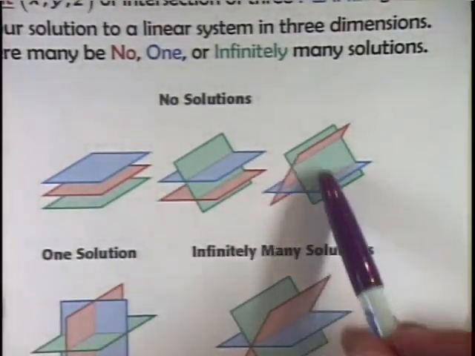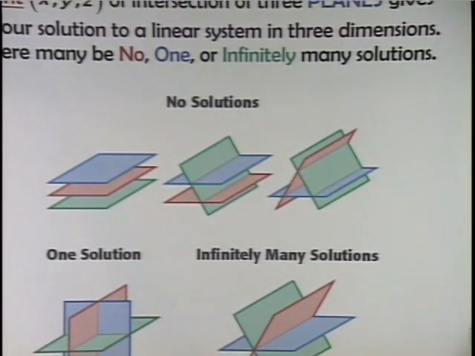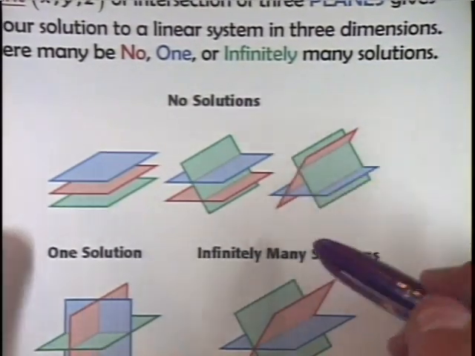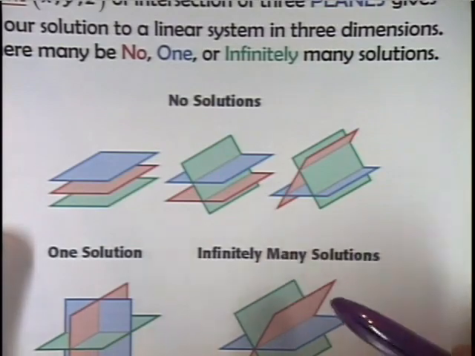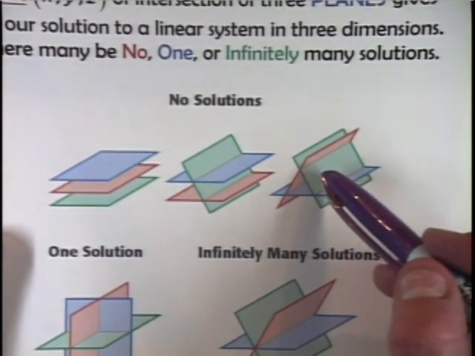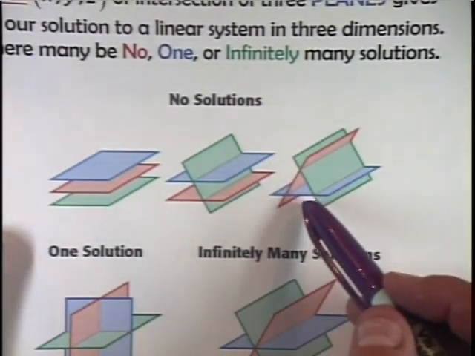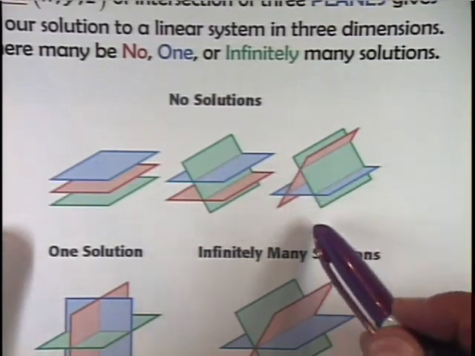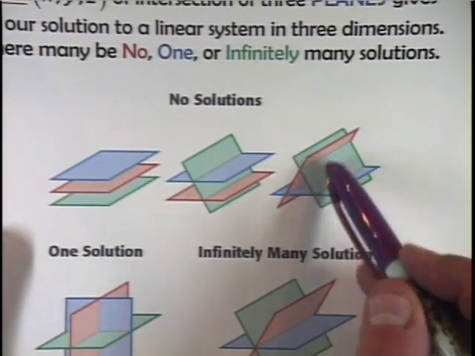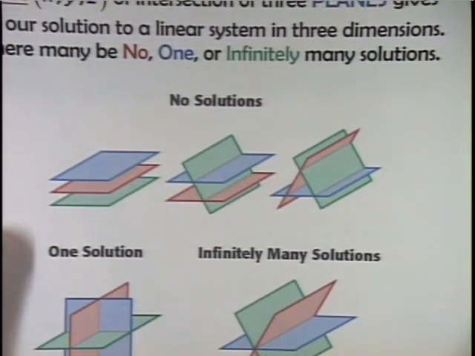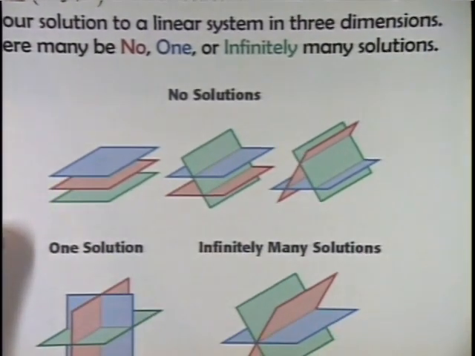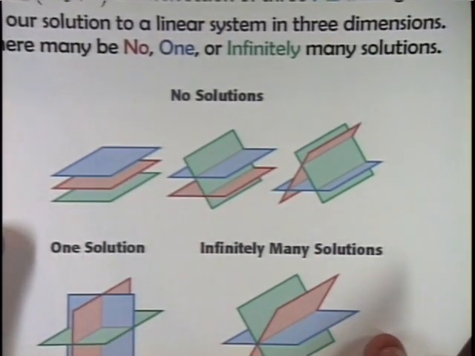Over here, I have a nice little construction project going on. Looks like a little A-frame, but there's no common point of intersection among the 3 planes. I have the green and the red intersecting, I have the blue and the green intersecting, and the blue and the red intersecting, but at no point do I have all 3 intersecting at one point. So this would be 3 different versions of a no solution to the system.